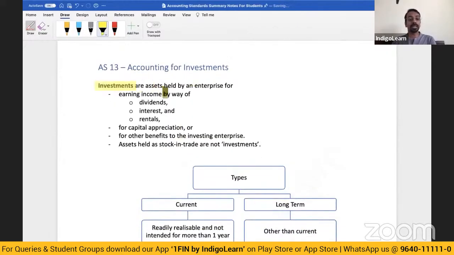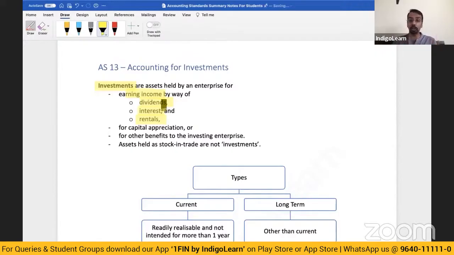What are investments? Investments are assets held by an enterprise for earning income. So these are assets held by the enterprise to earn income. How? Dividends. They would get dividends, or they would get interest, or they would get rentals. When I say dividend, maybe they have acquired shares. When I say interest, maybe they have invested in some bonds or some debentures of any company. When I say rentals, maybe they have purchased an investment property. Okay. So these are the assets.